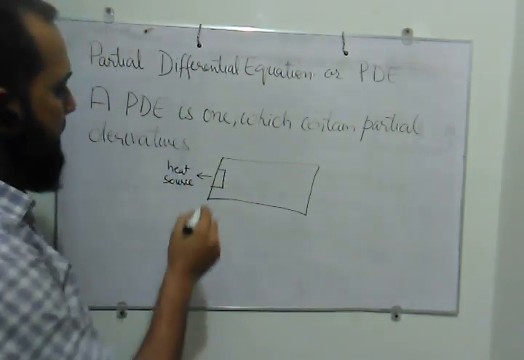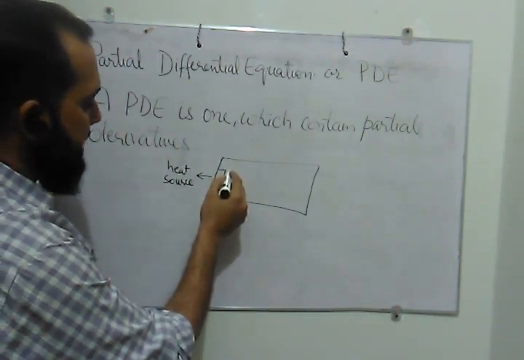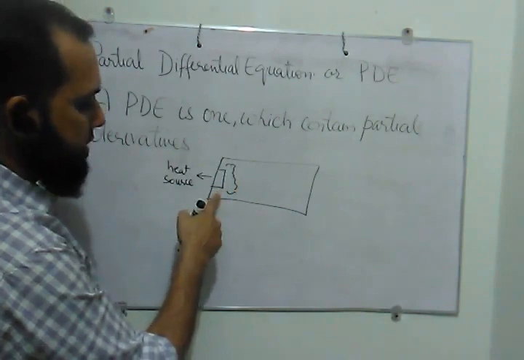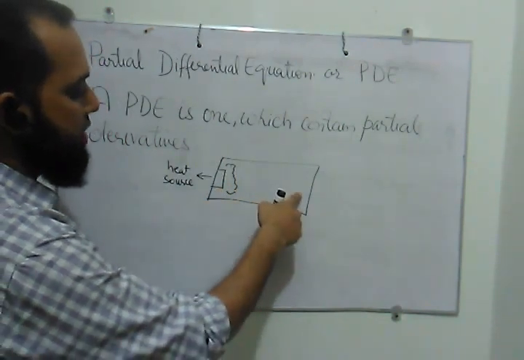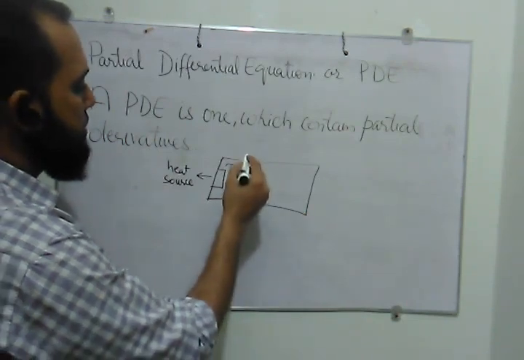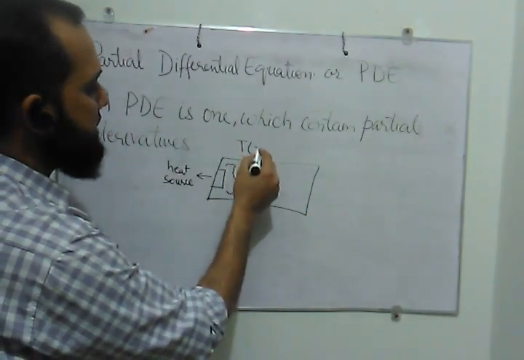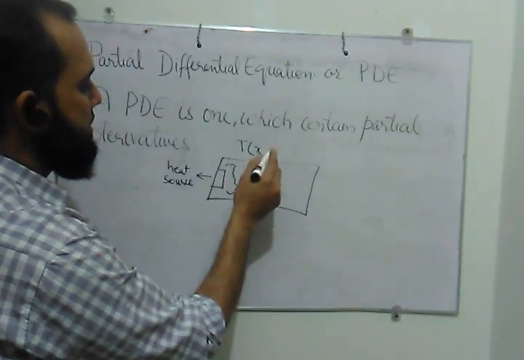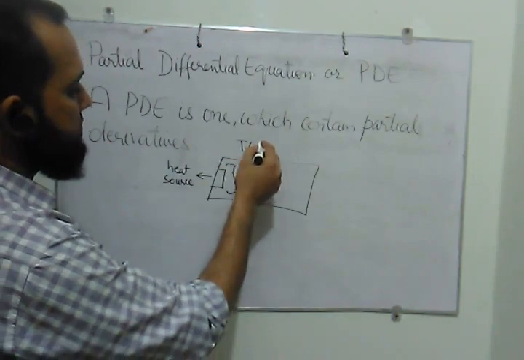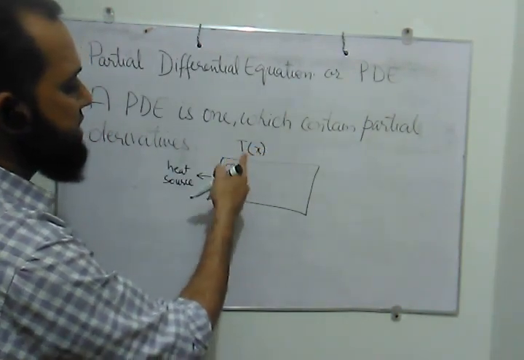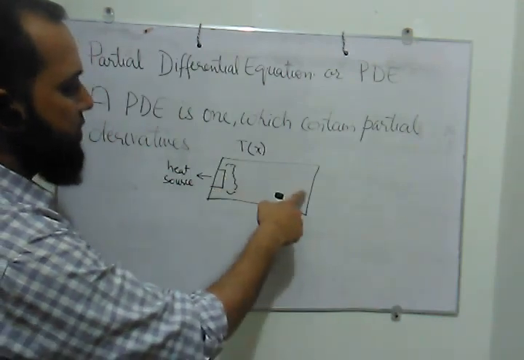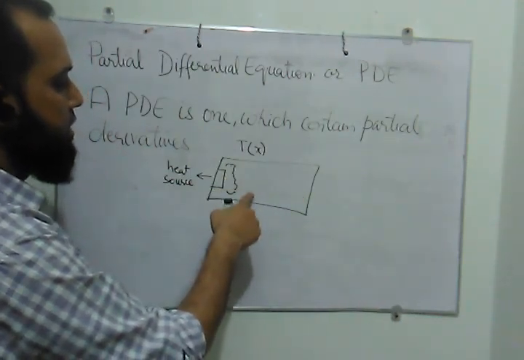So you know that the temperature near the heat source will be greater and the temperature far from the heat source will be lower. So temperature in this case is a function of position. For example, if we take just one dimension, then temperature is a function of position. It will be different here, it will be different here, it will be different here.